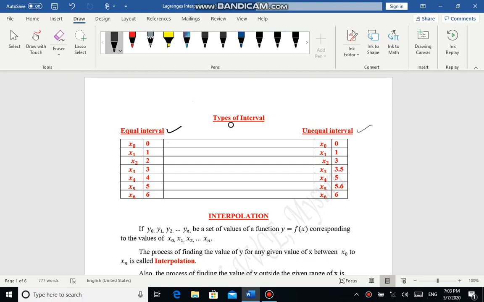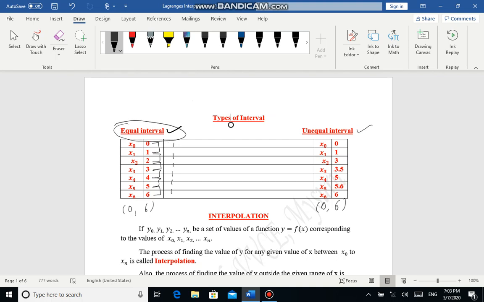The difference is, observe the values of x here. Here x ranges from 0 to 6. The same thing here also. The x values vary from 0 to 6. But observe the difference here. The difference between x1 minus x0 is 1. The difference between x2 minus x1 is 1. The difference between x3 minus x2 is also 1. Similarly, the difference between x4 minus x3, x5 minus x4 and x6 minus x5 is all 1. So this type of interval is called equal interval.